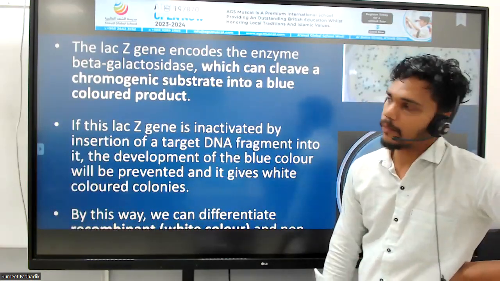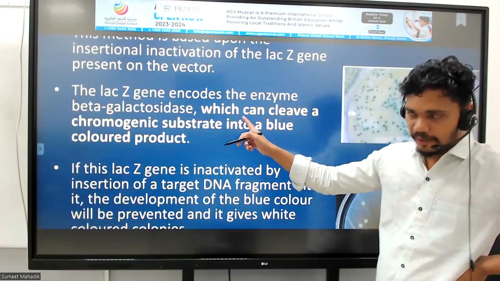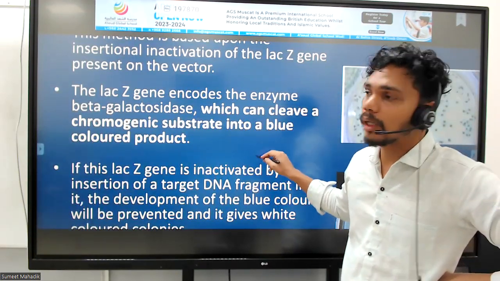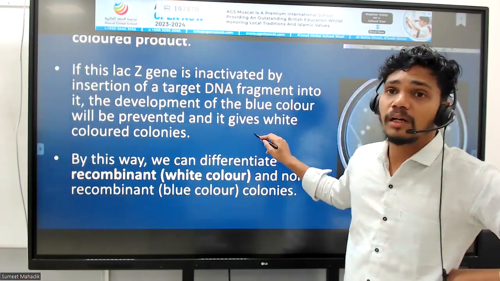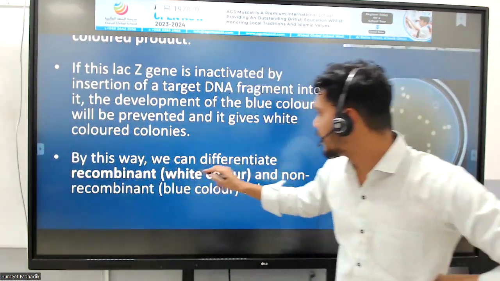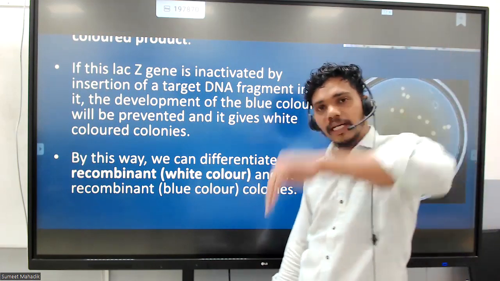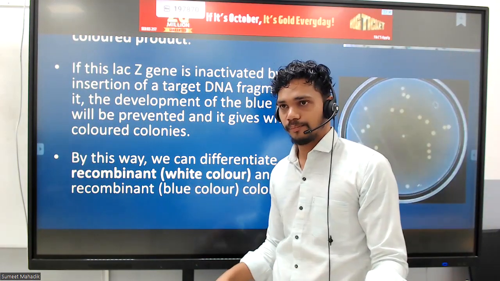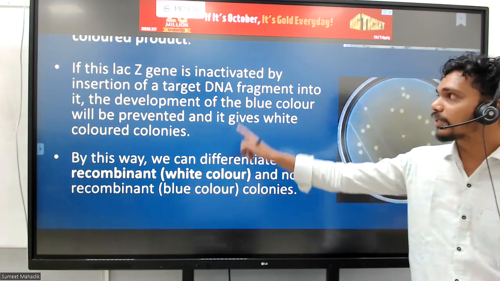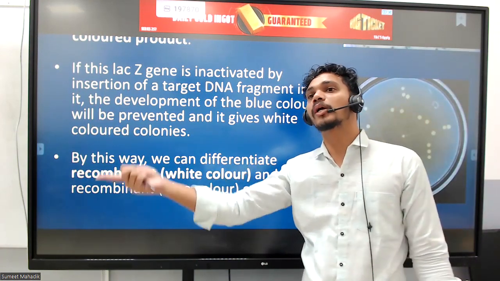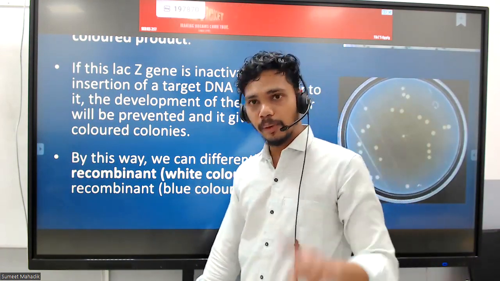What do you mean by this? If it is active, you get a blue color. If it is inactivated, you get white. So by this way, we can differentiate recombinants, which are white colonies, because once it undergoes recombination, there is no functional lacZ. And if you get a blue color, that means those plasmids have not undergone recombination. Are you getting my point?